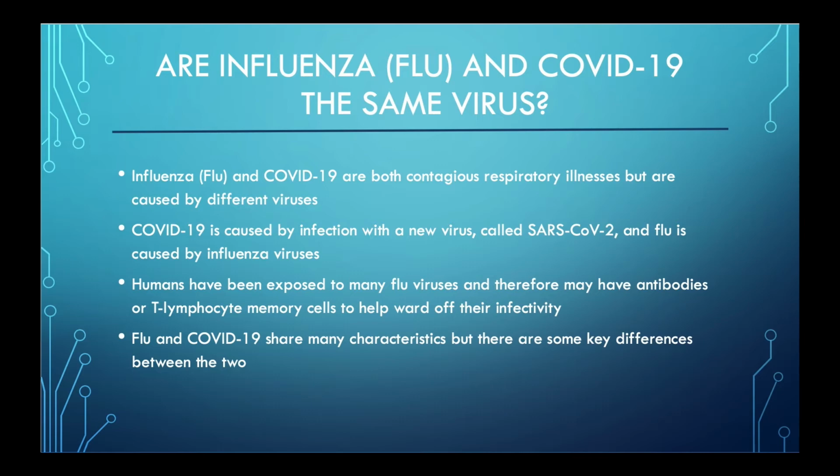Since humans have been exposed to many different flu viruses, we probably contain antibodies or T-lymphocyte memory cells that could be helpful in warding off or at least minimizing new or different flu viruses. However, since COVID-19 is a new virus that humans have not been exposed to before, protection can only be achieved by infection and the host responding by developing antibodies to the infection, or to be protected by a vaccine manufactured to mount a defense by the host. Although flu and COVID-19 share many characteristics, there are key differences between the two.